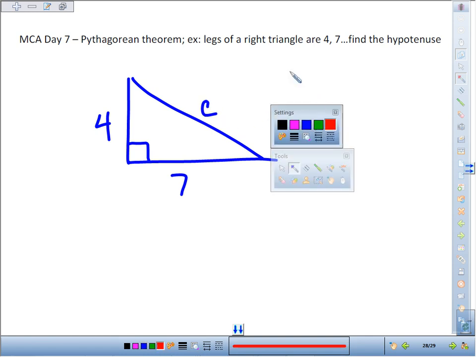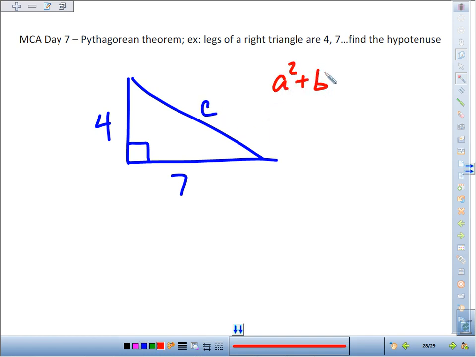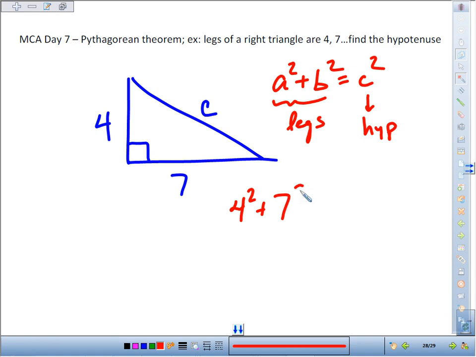So we want to use the Pythagorean theorem, which says A squared plus B squared equals C squared. A and B are your legs. C is your hypotenuse. So in this case, we know our legs are 4 and 7. It doesn't matter which we substitute for A and B, it'll all come out the same. So just plug and chug, we've got 4 squared plus 7 squared equals C squared. So we've got 16 plus 49 equals C squared. 16 and 49, that's going to make 65 equals C squared.